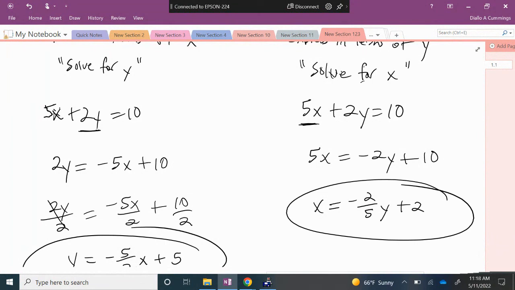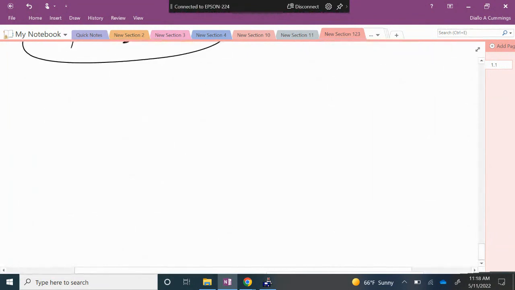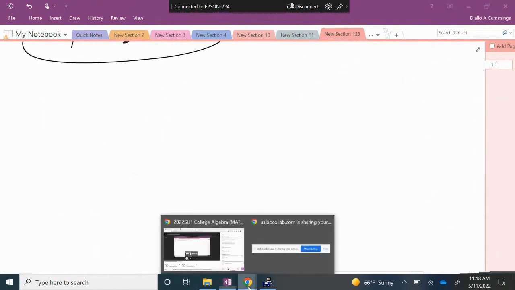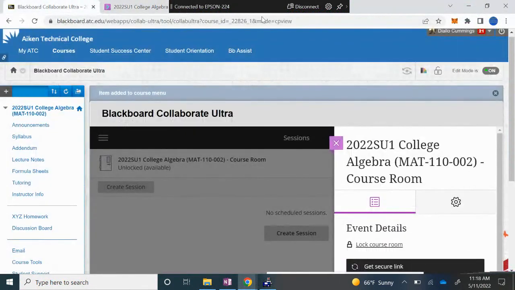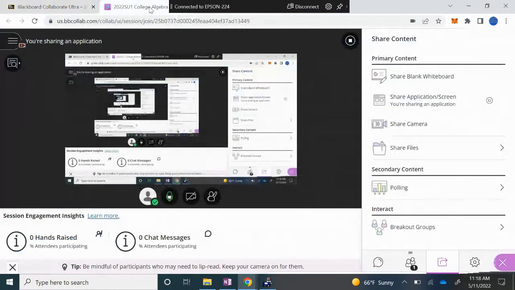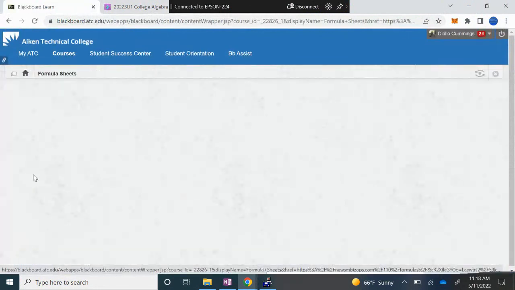Okay, now the last two things we're going to do is find the distance between 2 points, and find the midpoint between 2 points. And I'm going to bring up that formula sheet. I'm going to go into formula sheets, and I'm going to go into the module 1 formula sheet.